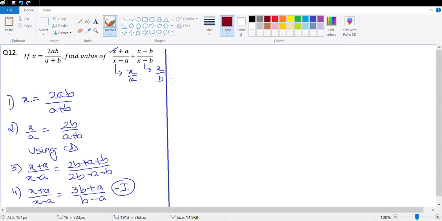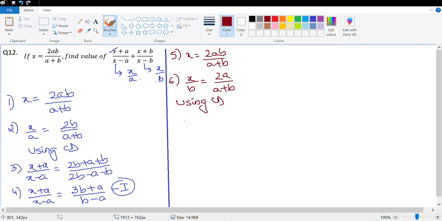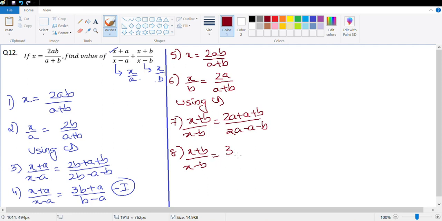The next one we have is x plus b upon x minus b. Okay, so we know the value of x, which is equal to 2ab upon a plus b. Let's divide both sides by b. We get x upon b is equal to 2a upon a plus b. Using componendo and dividendo, we get x plus b upon x minus b is equal to 2a plus a plus b upon 2a minus a minus b. That gives us x plus b upon x minus b is equal to 3a plus b upon a minus b.